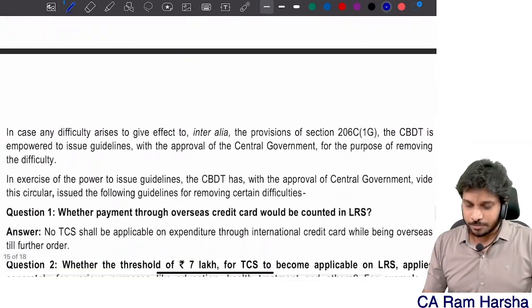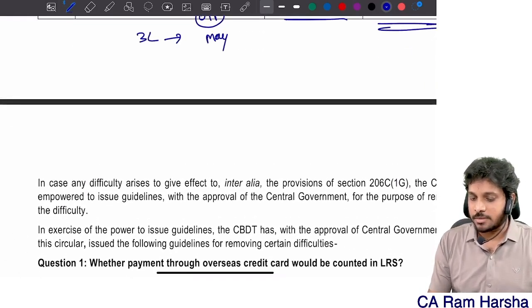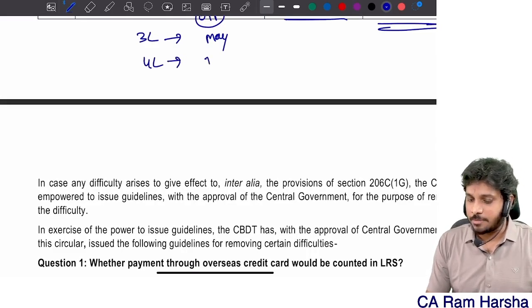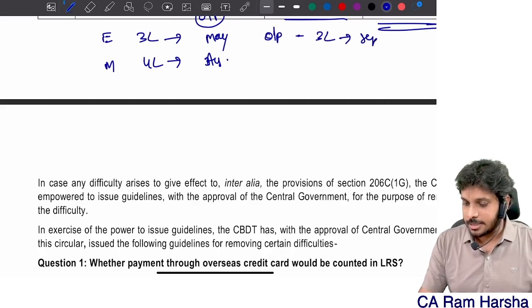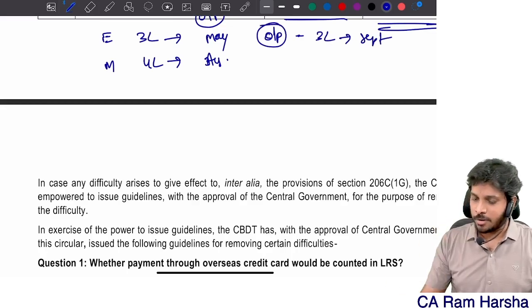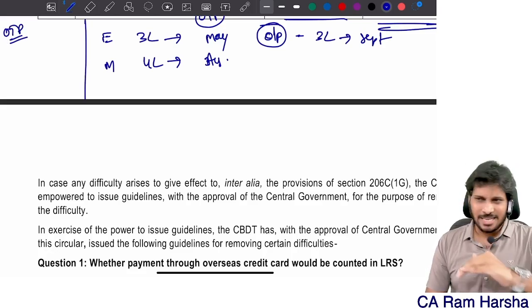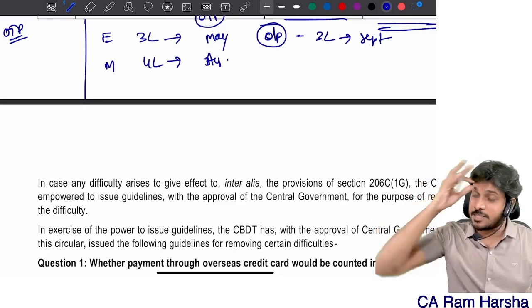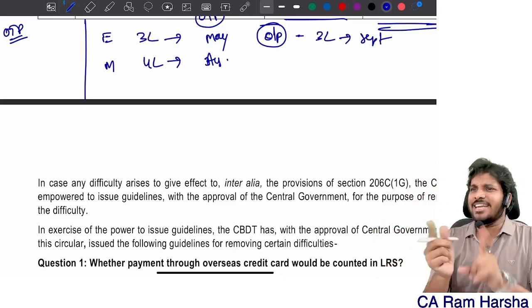For example, I remitted 3 lakhs for education purpose in May. I remitted 4 lakhs for education purpose, let us assume, in August. Education, this is medical. I remitted for some other purpose 3 lakhs in September. And by the way, overseas tour package is a separate limit, because TCS is always applicable on overseas tour package. There is no exemption at all. For them, only the rate is the confusion.